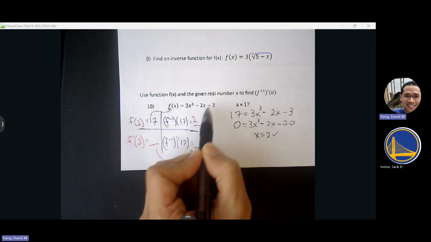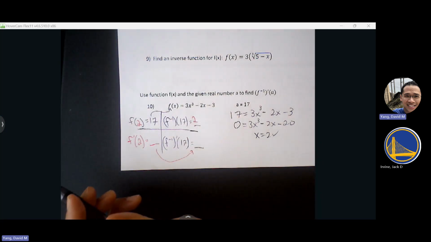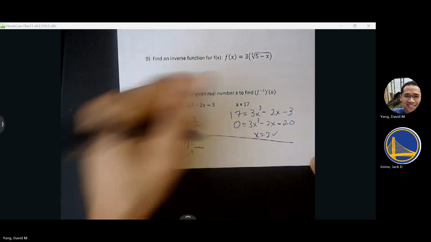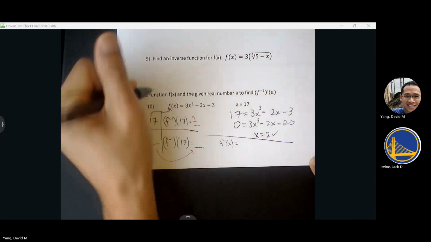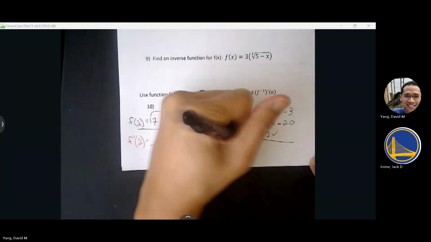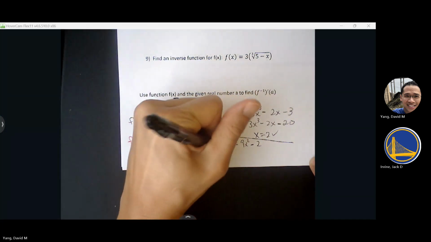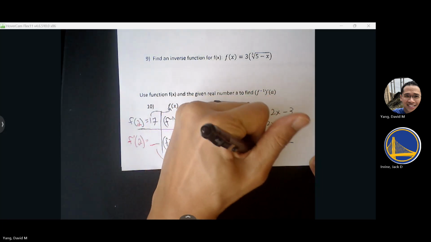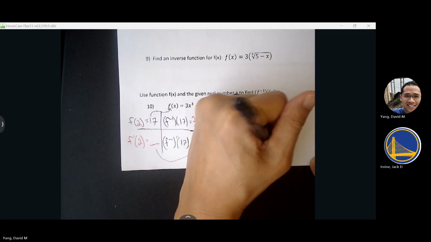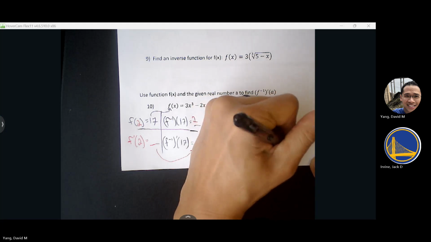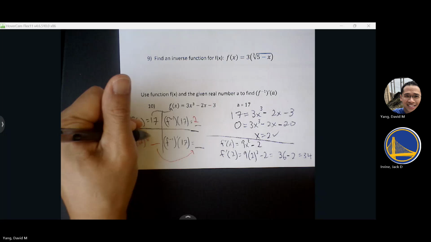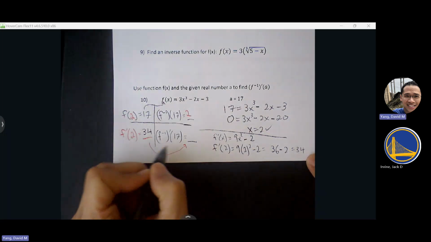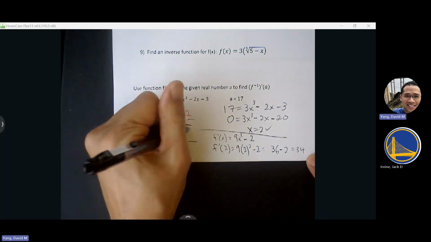Let's find our slope formula, and then we can plug 2 in. So the slope at 2 is 34, which means that the slope of f inverse at 17 will be 1 over 34.